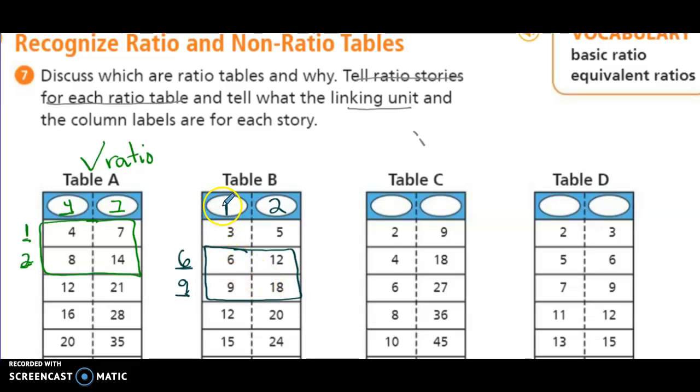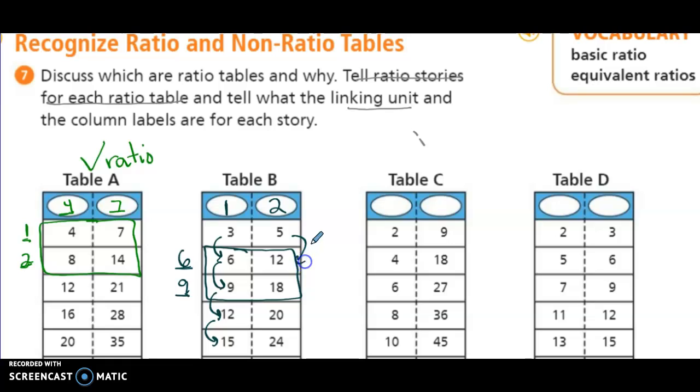But that means this row should be going up by 3s or 1s, and this one should be going up by 5s or 2s, and that's not the case. You can see here this one's going up by 3s, so that might be a little confusing. So you might think, well, yeah, it's a ratio table. This side's going up by 3s, but this side has to be going up in a pattern too.